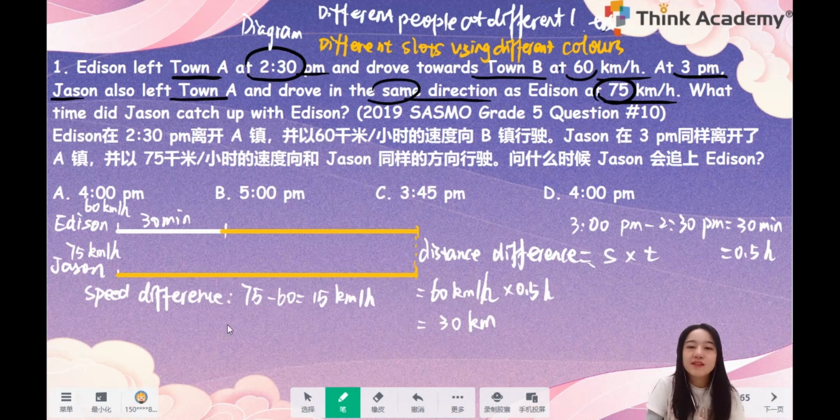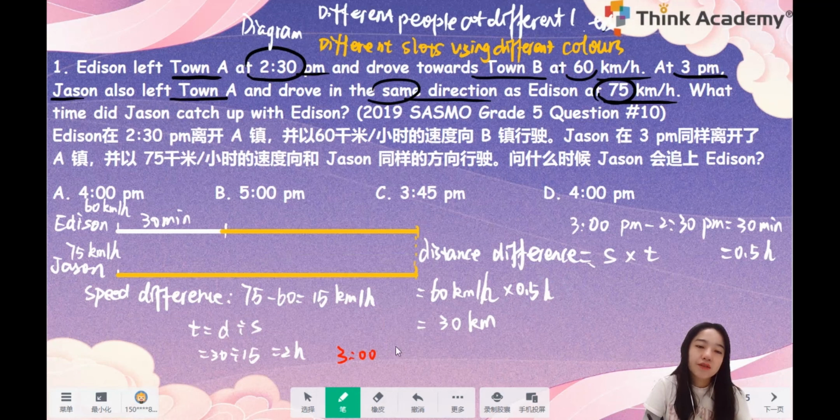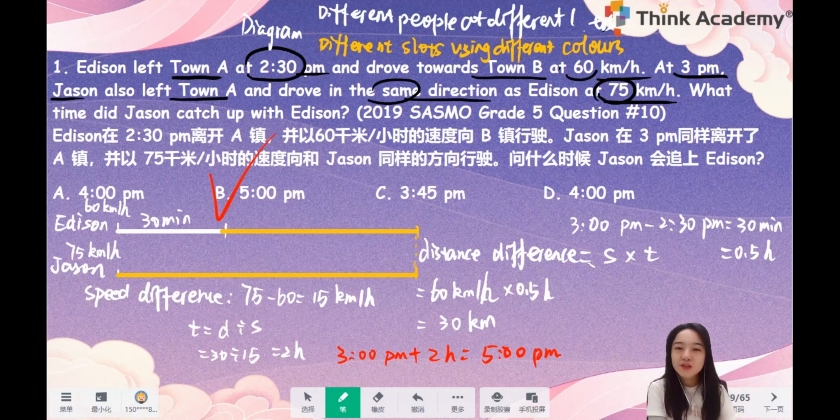When we know the distance and the speed, we can find the time by dividing the distance by the speed. Because the distance is the difference, the speed should also be the difference. This time, we get 30 divided by 15 equals 2 hours. It takes 2 hours for Jason to catch up with Edison, and he starts at 3 p.m. So when he catches up with Edison, it is already 5 p.m., which is option B. Have you got it?